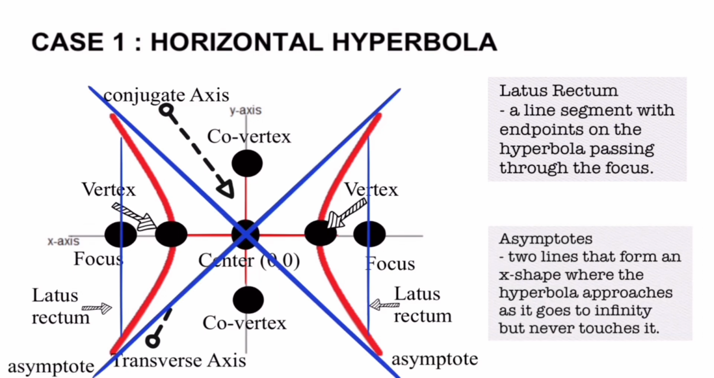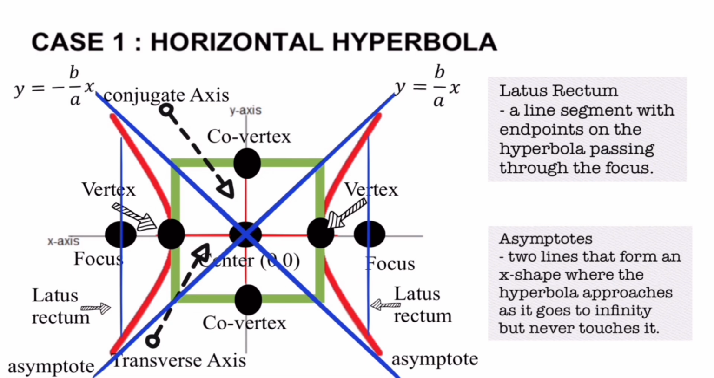The next part is the asymptotes. These are the two lines that form an X shape which the hyperbola approaches but never touches. The equation of the asymptote with a negative slope is y equals negative b over a x, while the other asymptote with a positive slope is y equals b over a x. The easiest way to draw the asymptotes is by drawing a rectangle covering the 4 points, the two vertices and the two co-vertices. The two asymptotes are the diagonals of this rectangle extending outward. So that's a trick on how to approximately draw the two asymptotes.